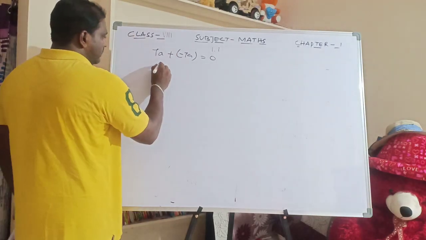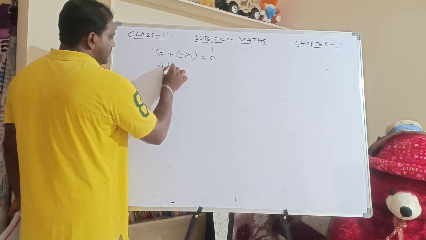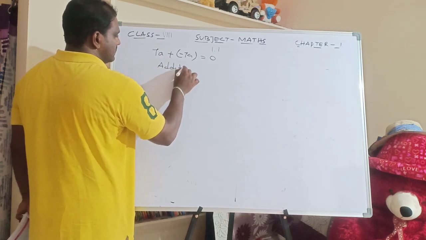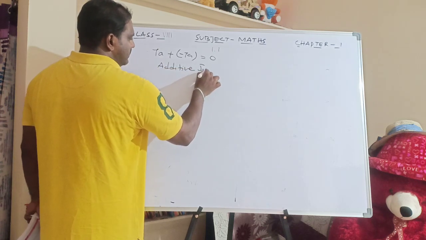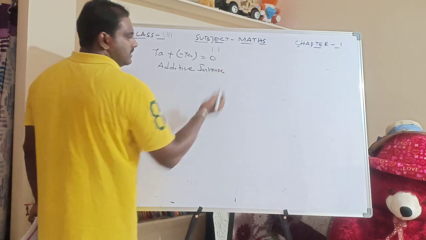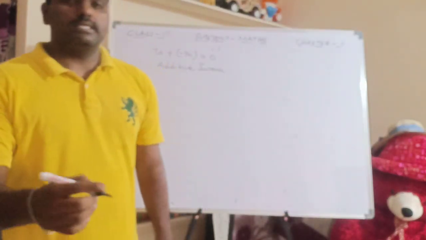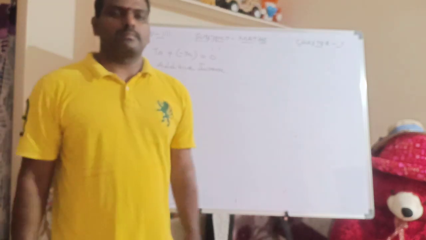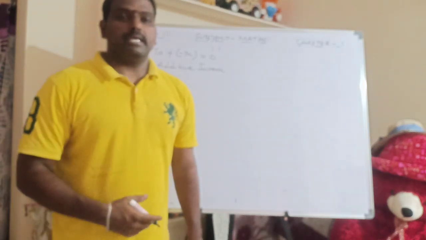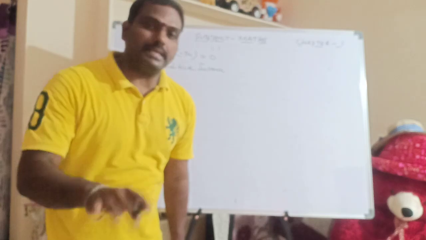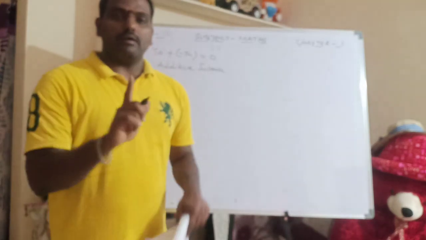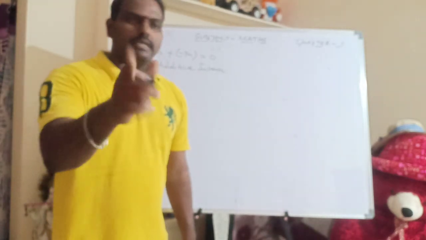So here the property is additive inverse. What is additive inverse? If 5 is taken, its additive inverse will be minus 5. And if minus 10 is taken, its additive inverse will be plus 10. Whenever we take one number and its additive inverse, you will get 0.